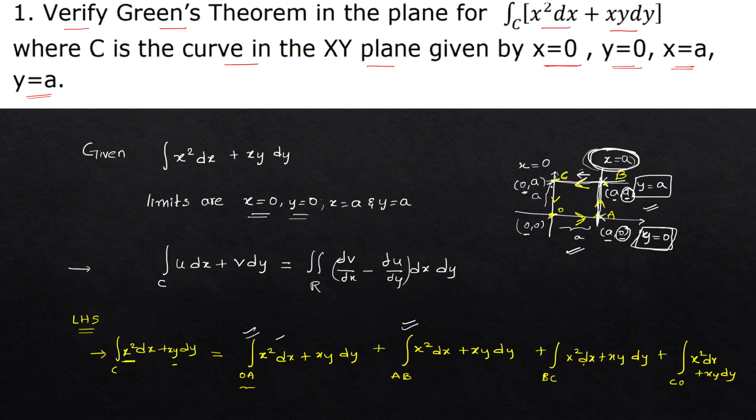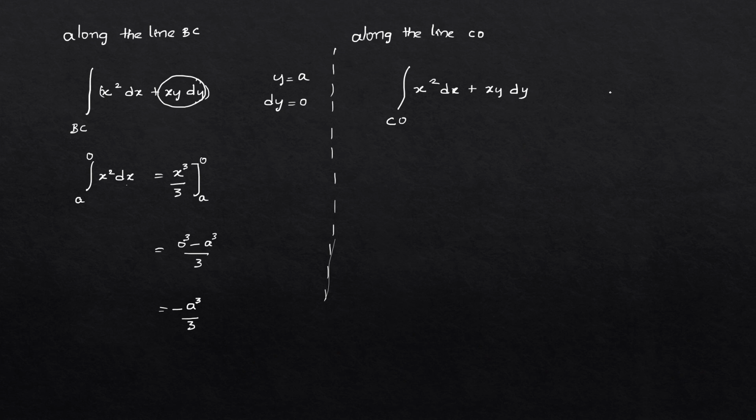The CO line is nothing but x is equal to 0, because the CO line is the y axis. The equation of the y axis is x is equal to 0. Since x is equal to 0, dx will be 0, so this entire part will be 0. Also, if we put x is equal to 0 in the other term, 0 into anything is 0. That means the integral of 0 is nothing but 0.